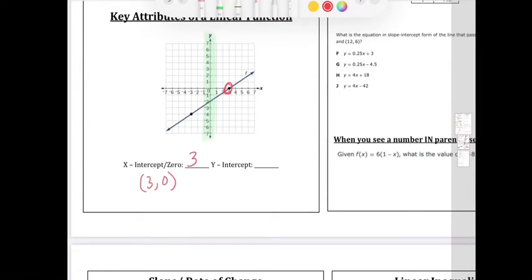Next, I have a y-intercept. That's where my line crosses my y-axis. This one touches the y-axis at the number -2. So that's my y-intercept. I can write that as an ordered pair, where the number goes in the y spot of the ordered pair. Y-intercept, very easy.